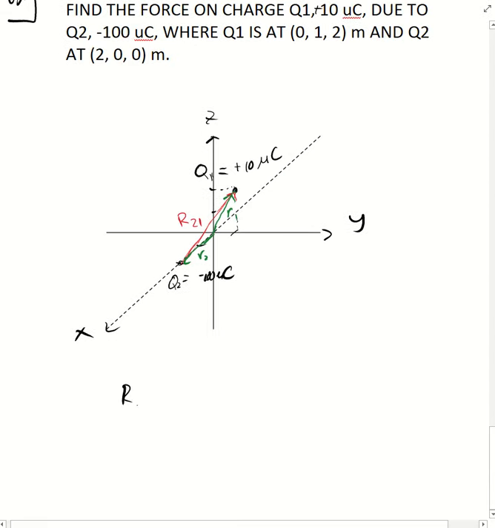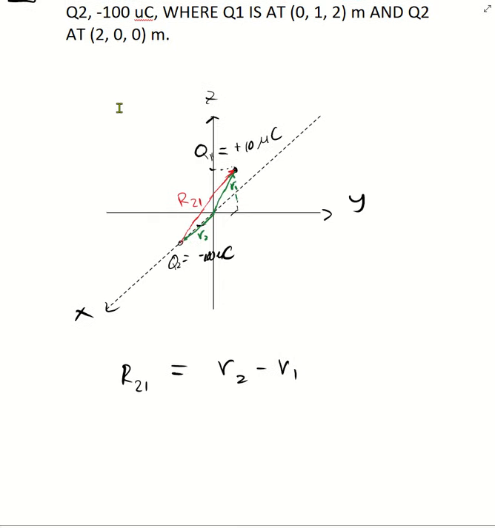R21 now is simply equal to the difference between those position vectors. It's just equal to R2 minus R1. Or it should be the other way around, because it's R21 not R12. The end point should be the beginning. So this should be R1 minus R2.